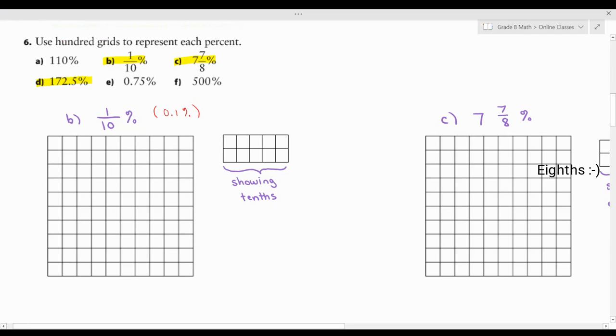In terms of shading though, I know I can't shade a complete square, right? That would be incorrect. That would be 1%, so that's no good. So I'm going to imagine that I've had one of them zoomed in. Maybe I'll just pick this one. Imagine I have this square. I'm zooming in, and I'm noticing that it's cut up into 1, 2, 3, 4, 5, 6, 7, 8, 9, 10. So this is showing tenths.